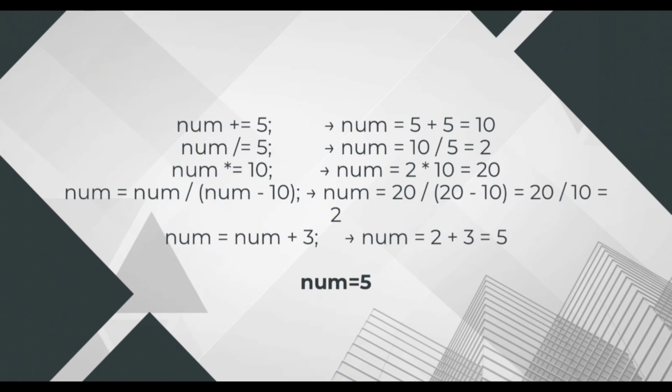Then num take the place of num divided by num minus 10. That's 20 divided by 10, which results in 2. So now num is 2. And finally num take the place of num plus 3. And 2 plus 3 gives us 5. So the final value assigned to num is 5.